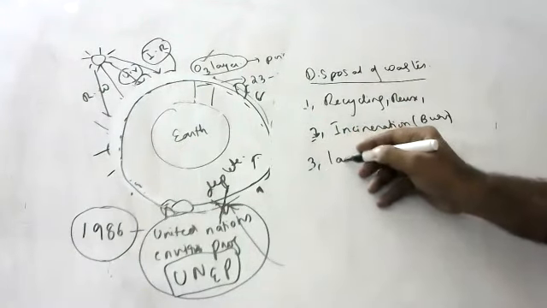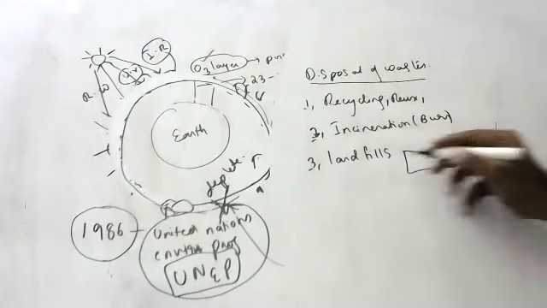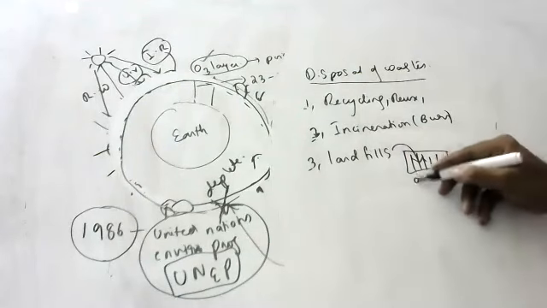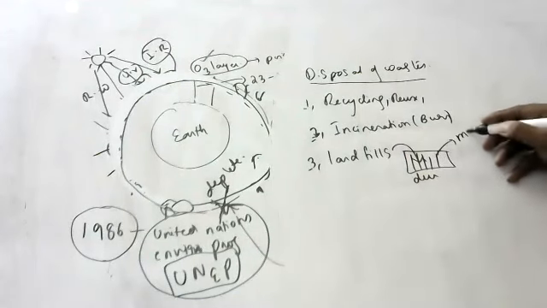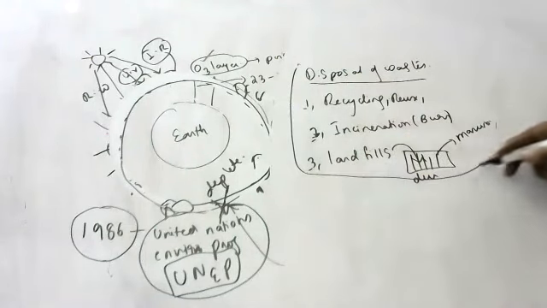And landfills. If any organic matter is there, they will dig a deep hole and put all the organic matter in it. After 5 to 6 months, it will be decomposed properly. Then it will be used as manure. Okay, these are some of the important methods of waste disposal.